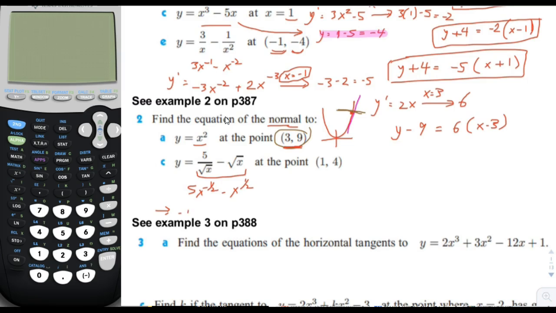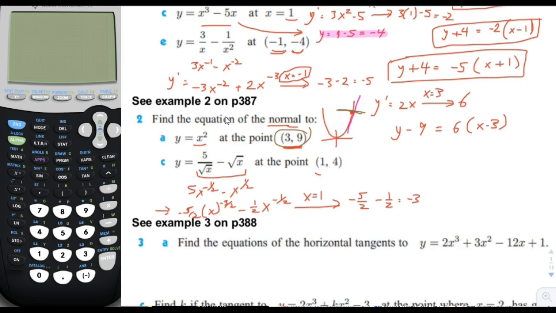So let's see, -5/2 times x to the -3/2 minus 1/2 x to the -1/2. Okay, that's the derivative. And then we're going to evaluate the derivative at x equals 1. So first we have -5/2 times 1, which is -5/2, minus 1/2 times 1 to the -1/2, which is also 1. So we have -6/2, which is -3.